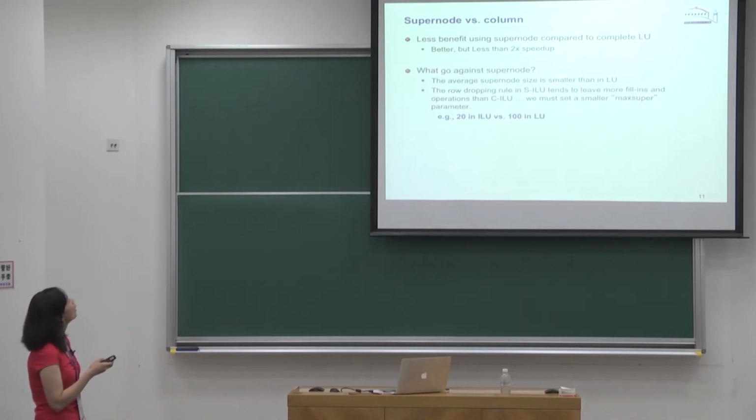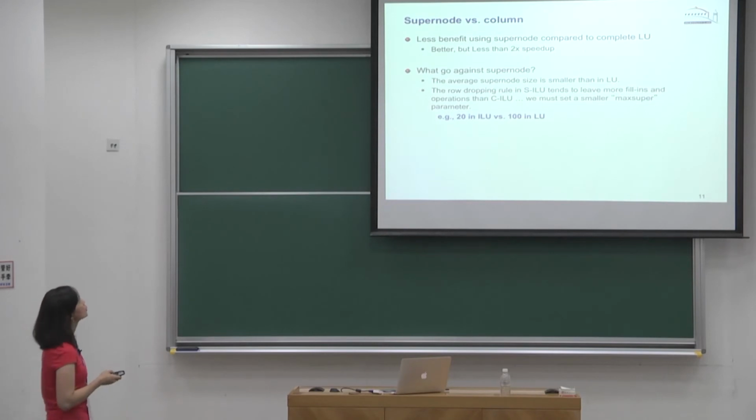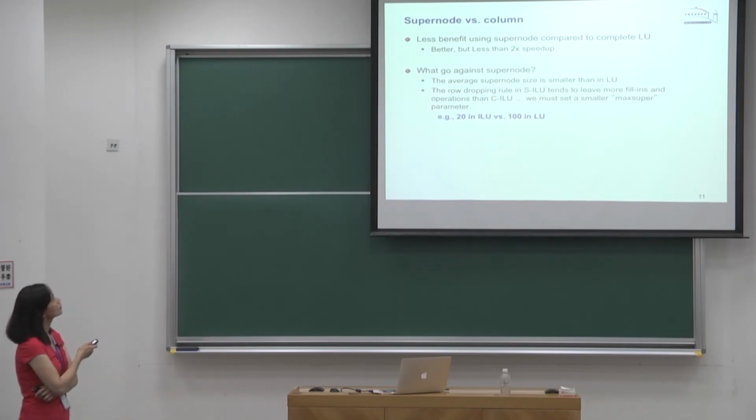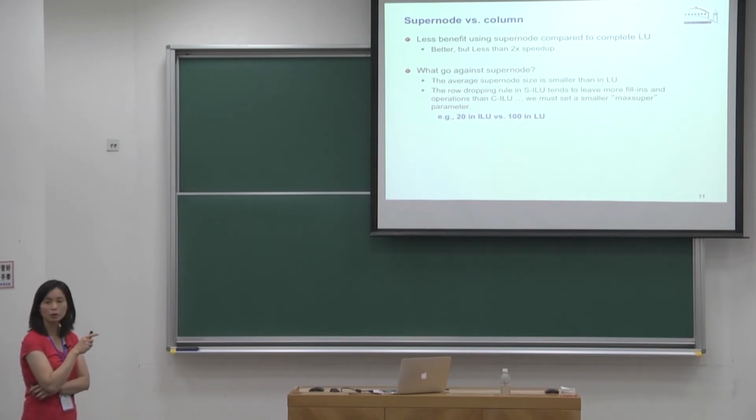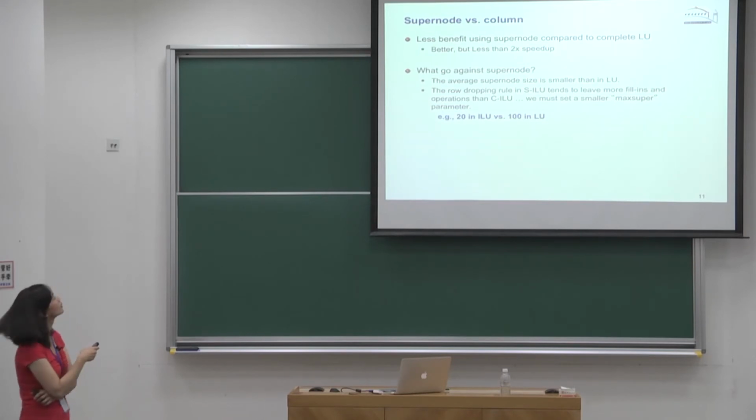So basically, after this exercise, we found that for supernode in the incomplete LU case, we get less benefit using supernode compared to the complete LU, because here you drop a lot, so your supernode size is relatively small, so you don't have too much benefit. It's still better, but less than 2 times the speed up. So if you remember, when I looked at the supernode complete factorization code versus the column code, we got more than 10-fold speed up, just sequentially, by using supernode. But for the incomplete case, we get only about 2x speed up.